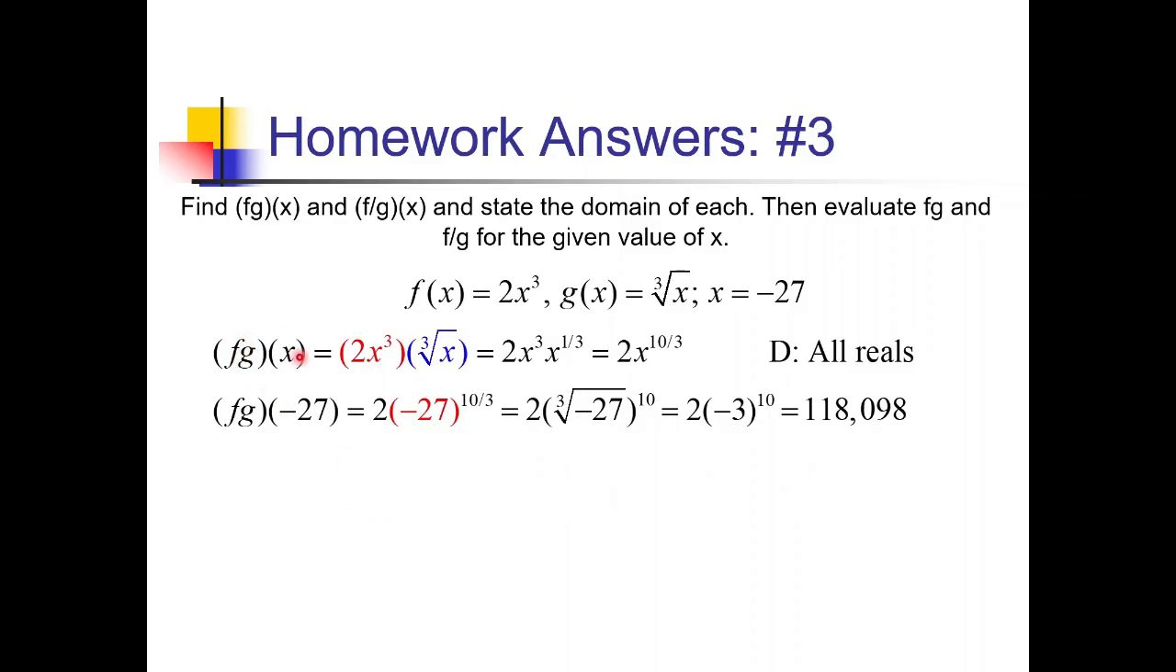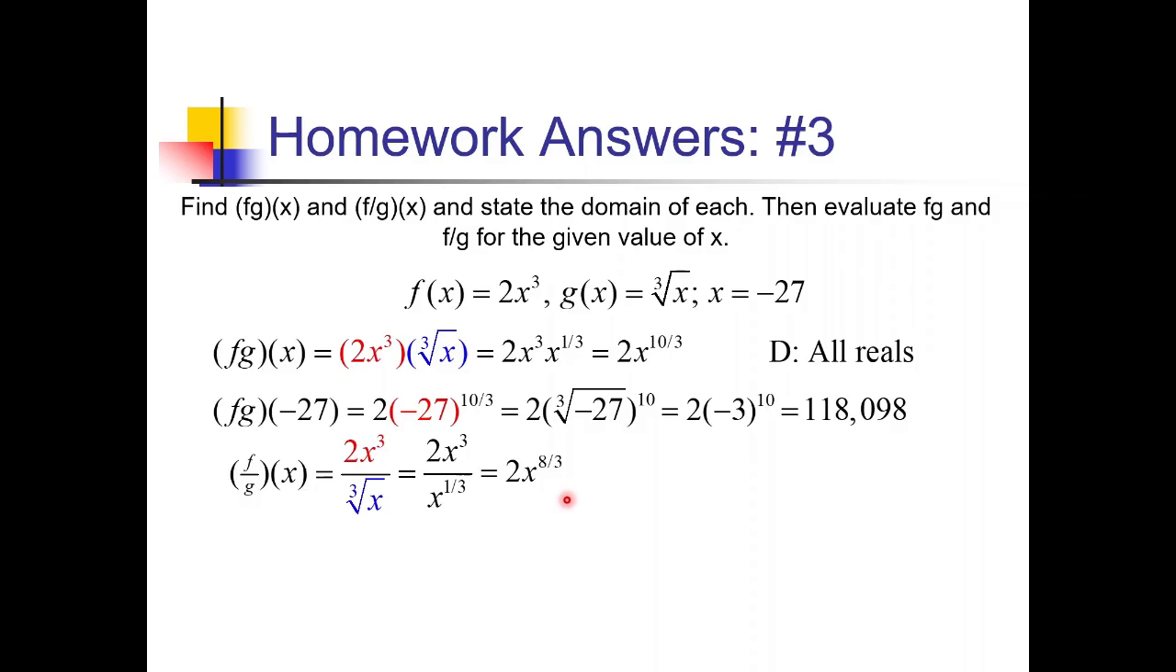Okay, let's turn it around now and do the division instead of multiplication of f and g. So f divided by g of x, now we've got 2x cubed divided by the cube root of x, which again is 2x cubed over x to the 1/3. Now we've got 9/3 minus 1/3, which is 8/3, so 2x to the 8/3.